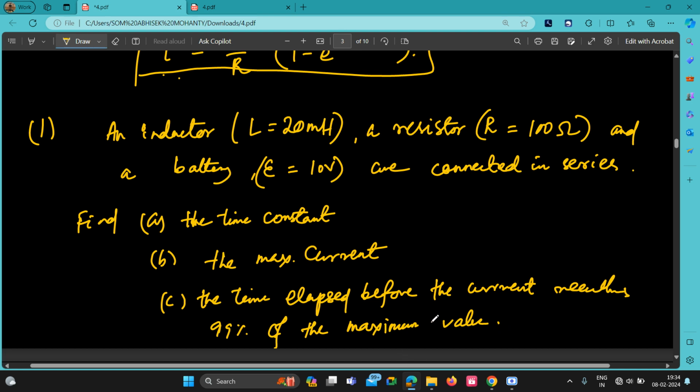An inductor, a resistor, and a battery are connected in series. Find the time constant, the maximum current, the time elapsed before the current reaches 95% of its maximum. Please try the question for 2 minutes. If you don't try, then you won't be able to solve it in exam. If I solve everything, then you won't be able to solve it.